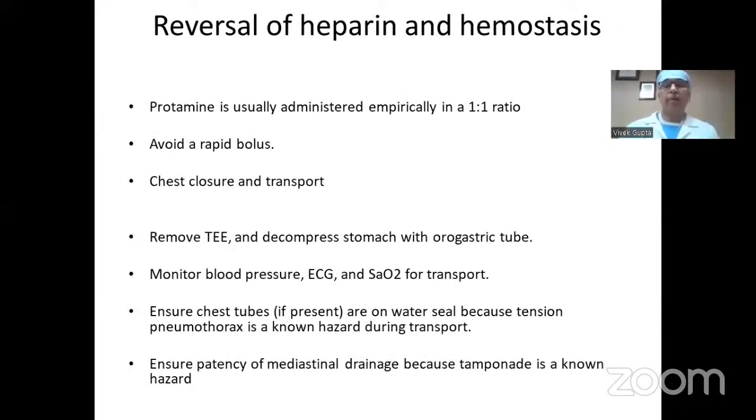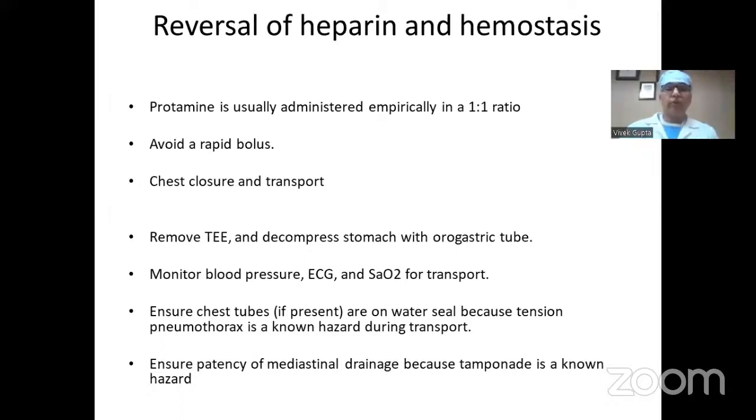Once we have come off bypass and the patient is hemodynamically stable, we reverse the heparin with protamine in the ratio of 1:1, but the protamine should be given slowly because there is a risk of reaction. Once adequate hemostasis has been achieved, the chest closure should be done and the patient should be transported to the recovery area. The transesophageal echocardiography probe should be removed, the stomach should be decompressed, and continuous monitoring of the ECG, blood pressure and SpO2 should be done while transporting the patient.